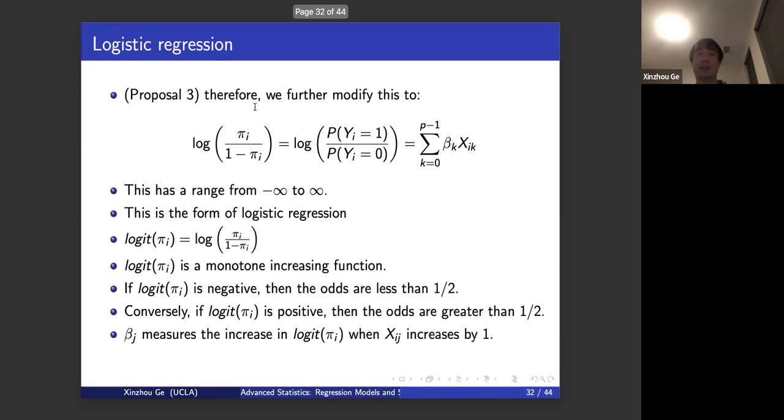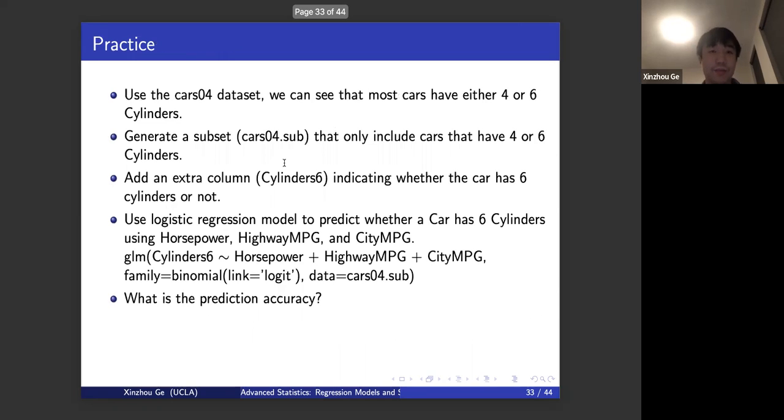Okay, so this is the formula for logistic regression. And do you have any questions regarding the theory part? Okay, if not, we can continue to the implementation part of this model.